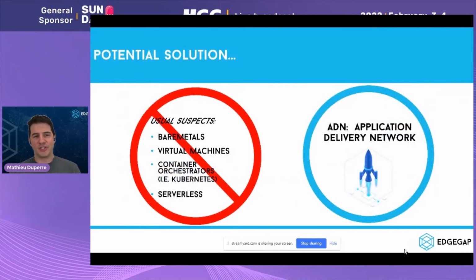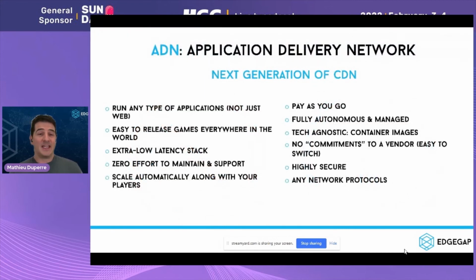The potential solutions out there are typically bare metal, virtual machines, or some sort of containers that someone within your team will manage with Kubernetes and serverless. It's really not scalable. So what's been released as of 2 years ago is something called an Application Delivery Network. An ADN is the next generation of CDN. For those familiar with CDNs, Content Delivery Networks, that's used to provide assets and static images or your Netflix content.